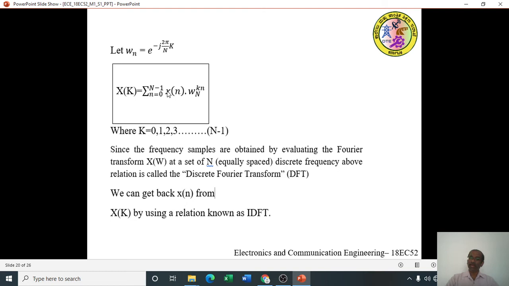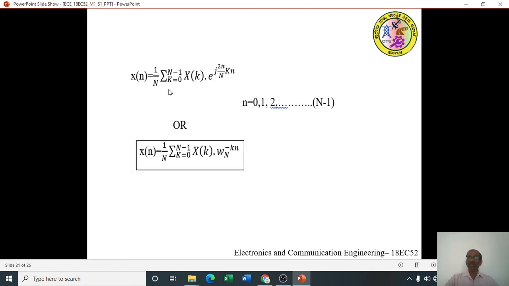We can get back x of n from the knowledge of X of k using a formula called the inverse discrete Fourier transform formula, defined by x of n is equal to 1 by N summation k varying from 0 to N minus 1 X of k into e power plus j 2 pi by N into kn, where n is a variable from 0 to N minus 1. Again, this formula can be represented using the twiddle factor, that becomes omega N power minus kn.